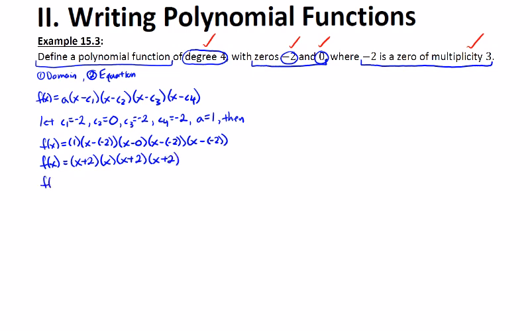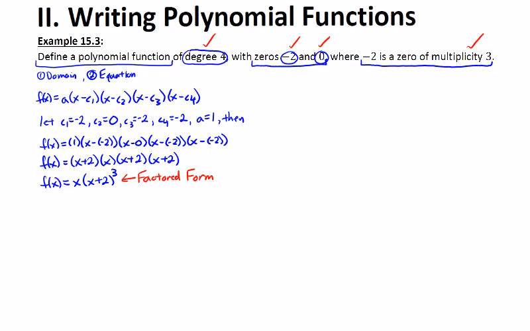Anytime I have factors that are the same, I can always collect them together with an exponent, and I'll write this as x times (x plus 2) cubed. This represents the factored form of our equation. Most of the time, when we're being asked to define a polynomial function like this, we typically write the answer in standard form, not in factored form. Factored form is just a way for us to eventually get to standard form. We do this because the linear factorization theorem starts us off in factored form.